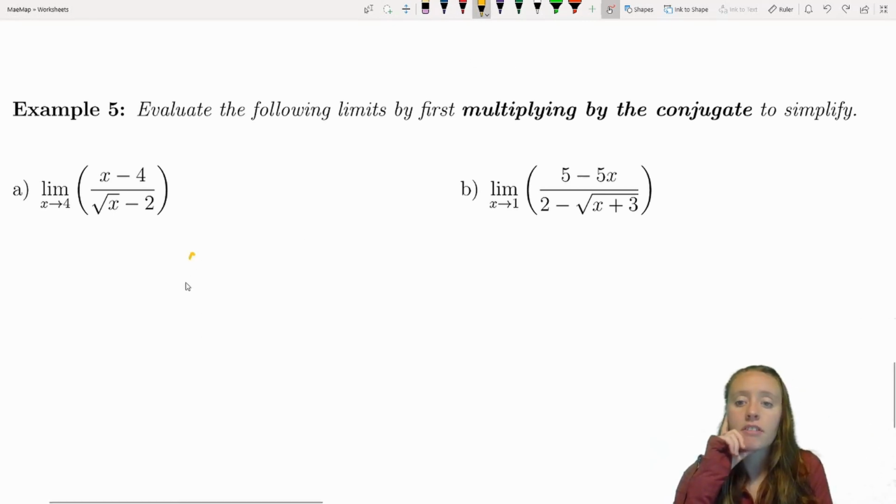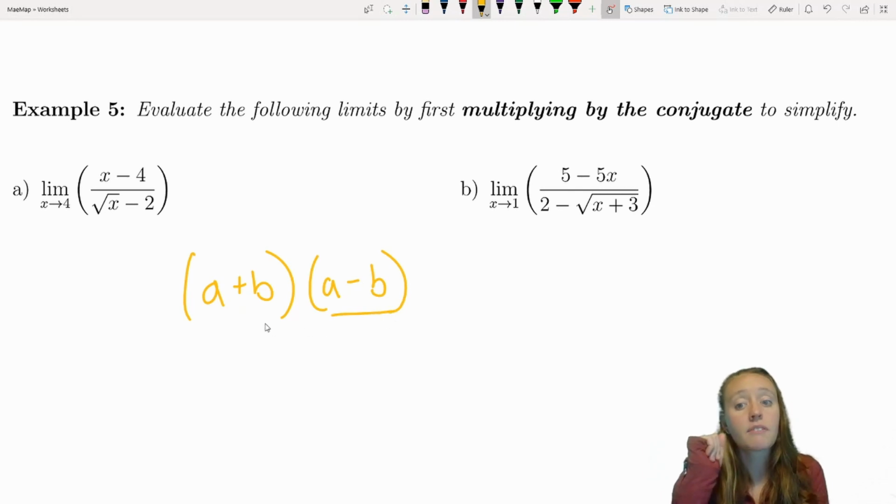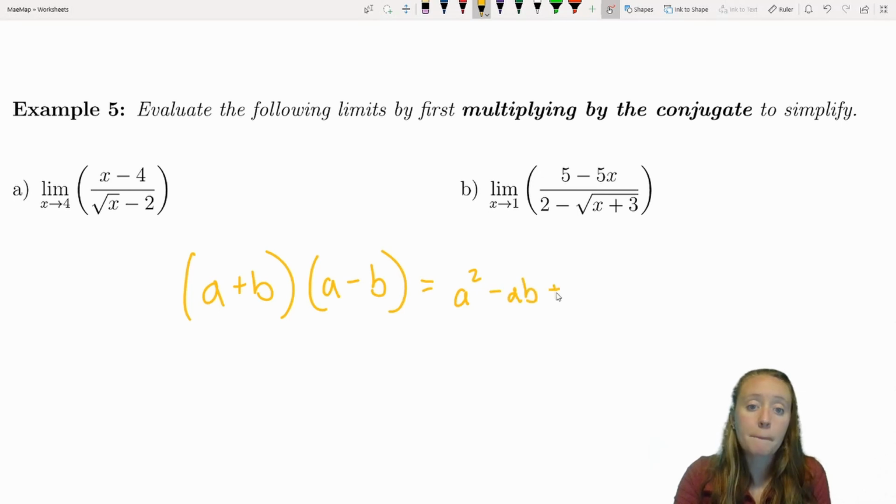So if I have a plus b, that conjugate is a minus b, or vice versa. A minus b, the conjugate of that is a plus b. I'm just switching that middle sign. When you think about foiling this out, we'll get a squared minus ab plus ab minus b squared. My minus ab cancels out with my positive ab to leave me with a squared minus b squared.